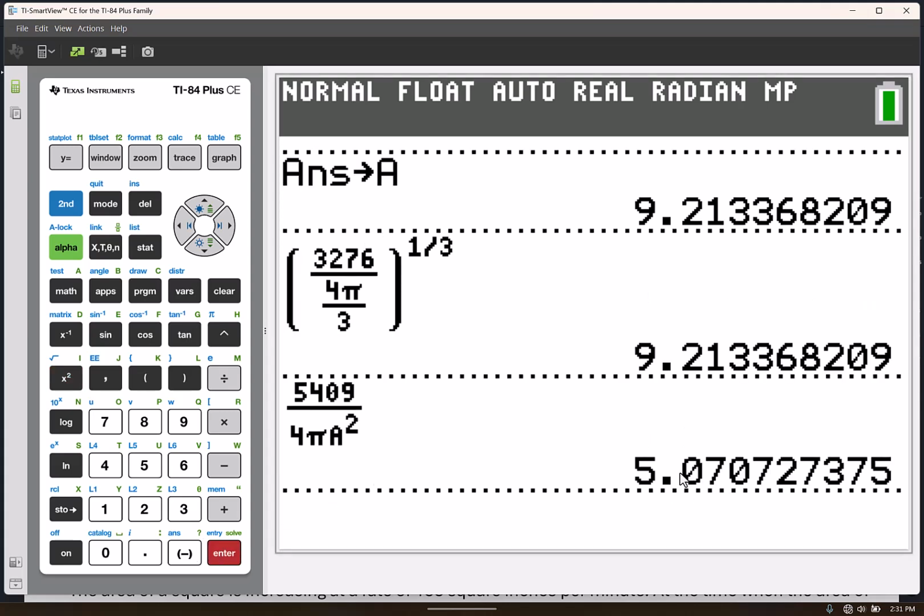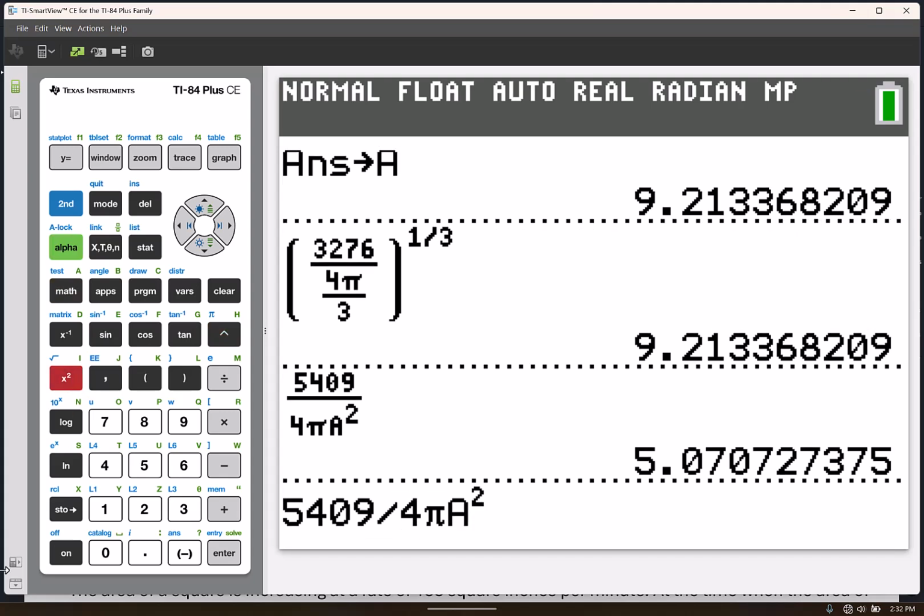The most common mistake that you guys make, don't write this down, just listen. Why is this not the same? The calculator is dumb. It's a machine. You guys have taken computer science before, right? The calculator thinks you're doing 5409 divided by 4, and whatever that is, multiplied by pi a squared. So if you're going to do it like this, use parentheses. To never mess up, always just do the top one here, and you'll never mess up. Does that make sense? Okay.